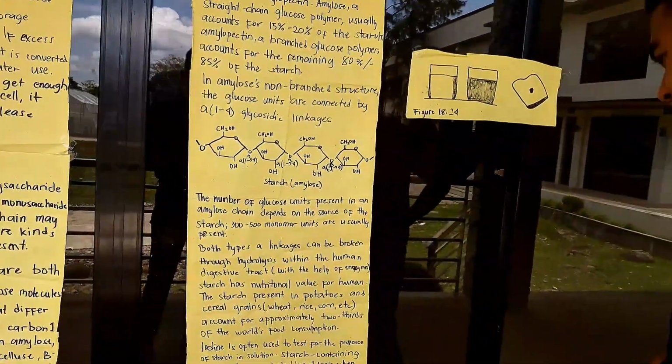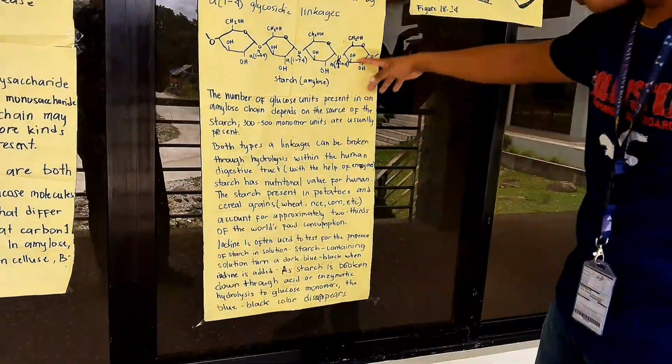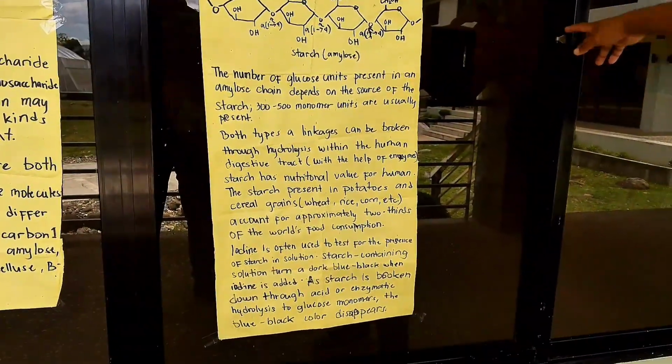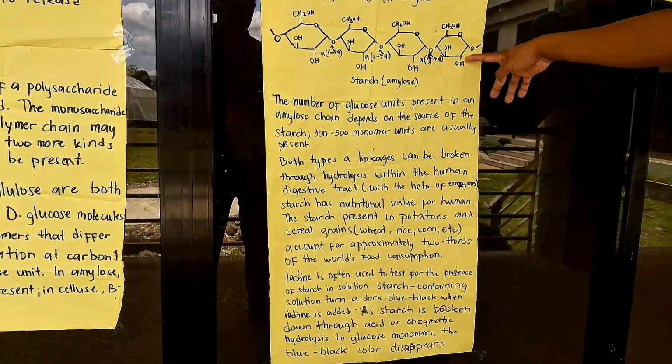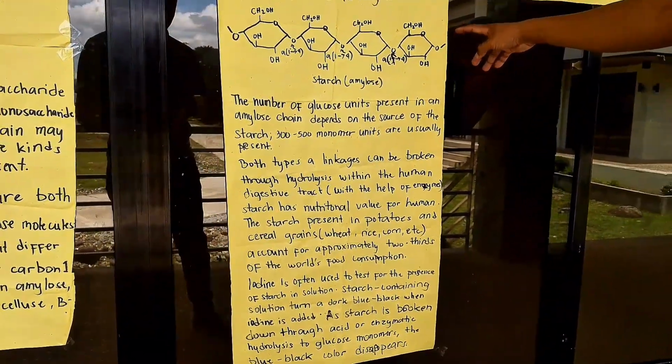Next, starch is broken down through acid or enzymatic hydrolysis to glucose monomers. The dark blue color disappears. Here is the figure.